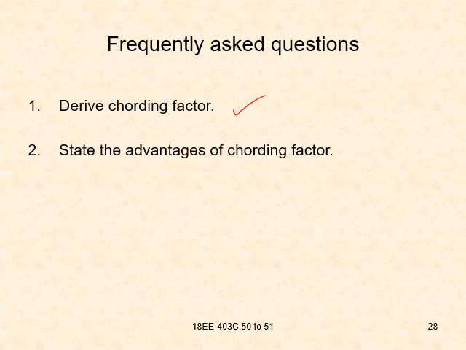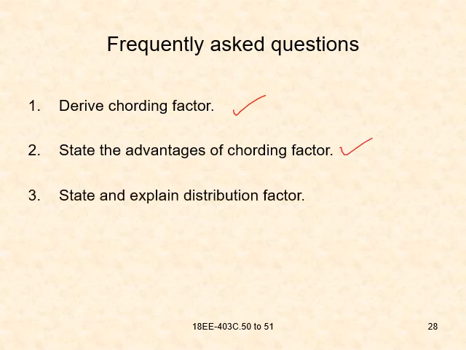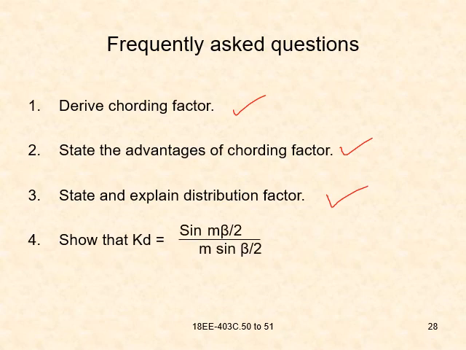So that's it for the 12th class. The frequently asked questions are: derive chording factor, state the advantages of chording factor, state and explain distribution factor, show that Kd is equal to sin(mβ/2) by m sin(β/2).